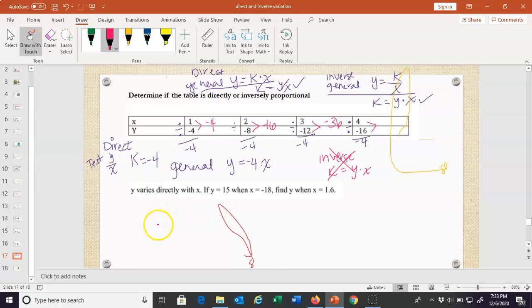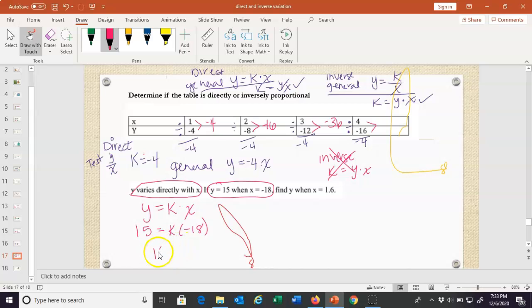All right, let's do the last one. Y varies directly with x. So there's that sentence. We know it's going to be the general form of direct, which is y equals k times x. Now let's plug in what they gave us. Y is 15. X is negative 18.